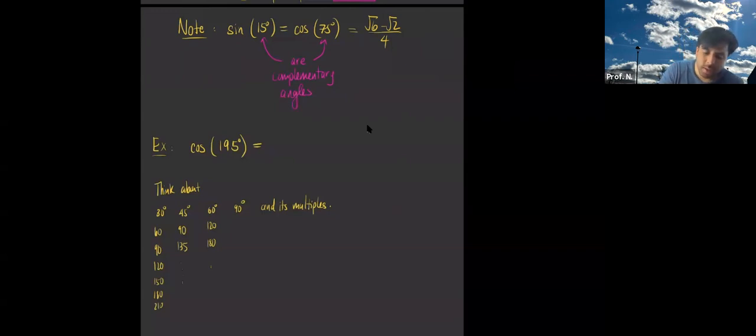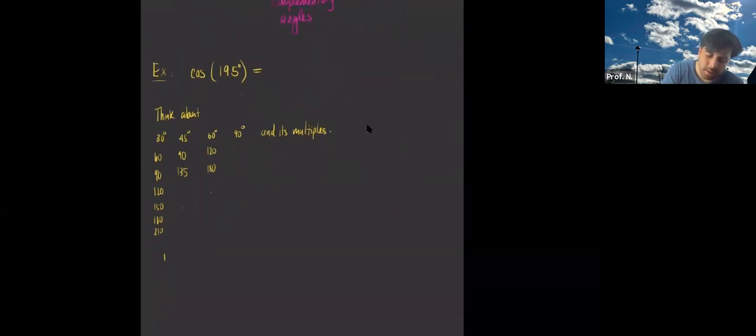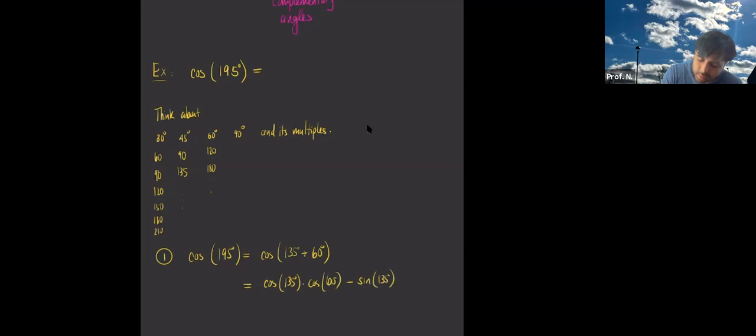So I'm going to do it one way. So the first way, I'm going to do this. I'm going to say cosine of 195. That's the same thing as saying cosine of 135 plus 60. By the formula, I get cosine of 135 times cosine of 60 minus sine of 135 times sine of 60. That's according to the formula.